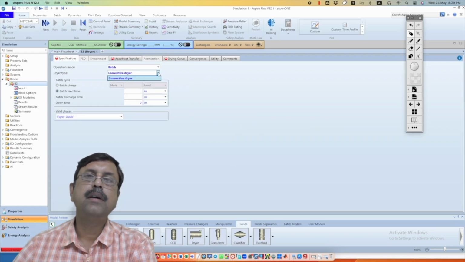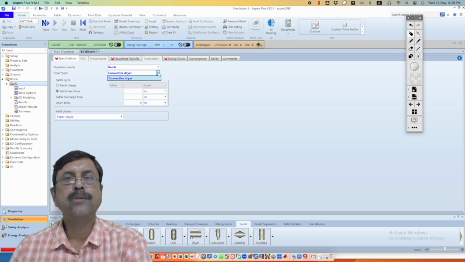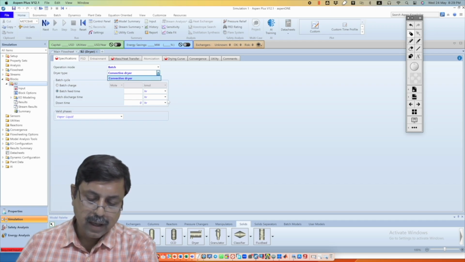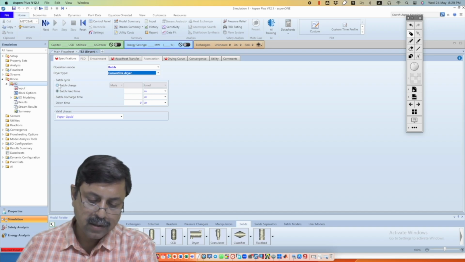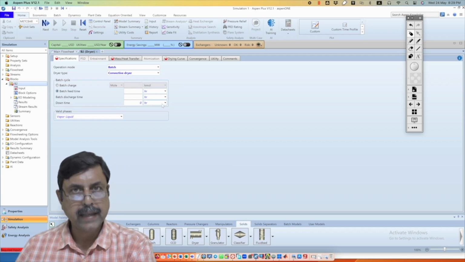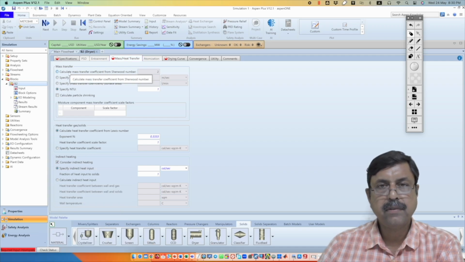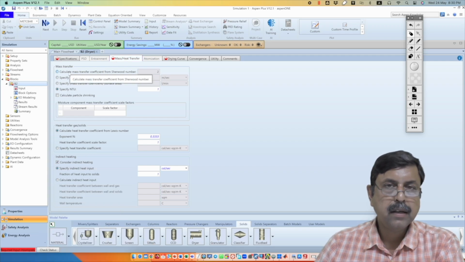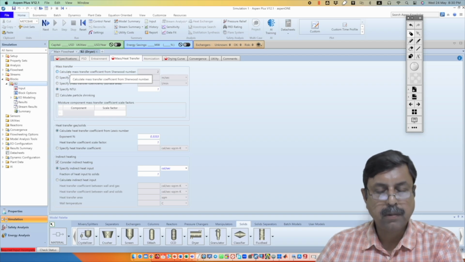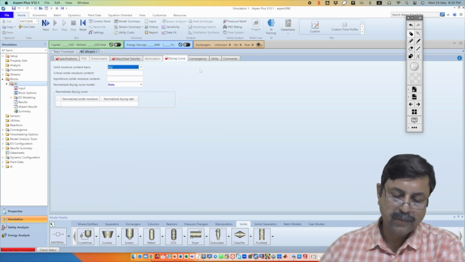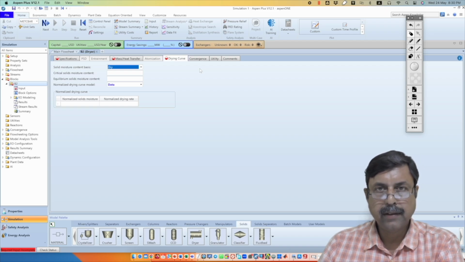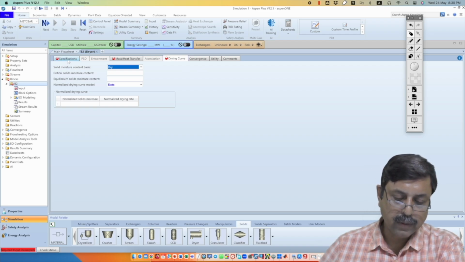And for batch mode, there is only one option, that is the convective dryer. And for that you have to provide this information. Either you have to provide the batch charge or you have to provide the batch feed time. And the batch discharge time and batch downtime, if any, that also you have to provide. Mass and heat transfer is very much similar to whatever you have learned in the continuous convective dryer problem. And a similar thing is true for the drying curve as well. So there is nothing new in it, similar to the continuous case.